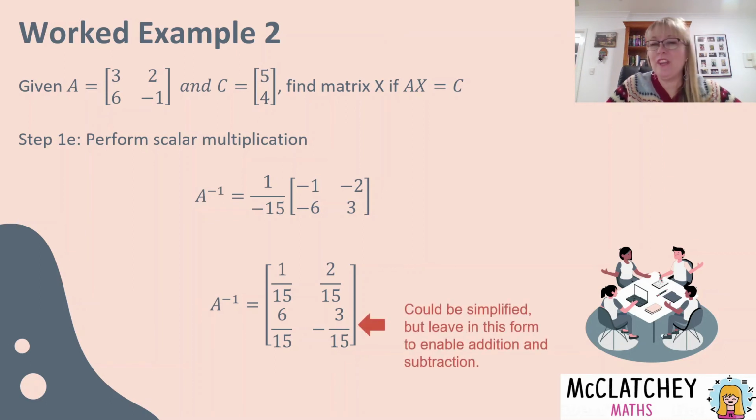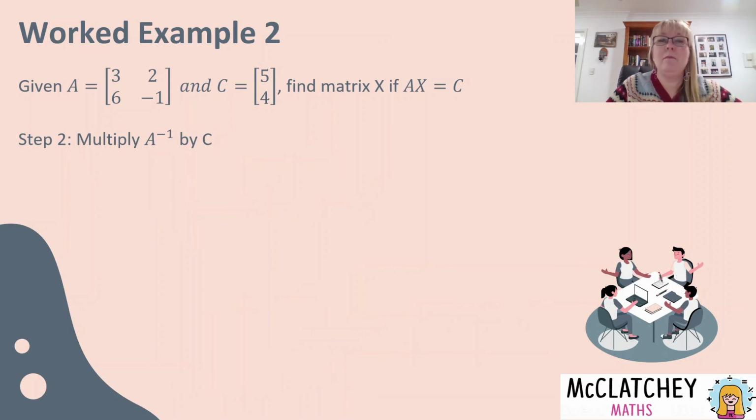We could have actually simplified those last two fractions, 6/15 and -3/15. They have a common factor of 3, but we're going to need to do product matrices in a moment, and it's going to be a lot easier if everything is in the same denominator. So let's leave it all in 15ths for the moment. Now we're going to multiply this inverse that we've calculated by matrix C using the product matrix method, basically the run and dive technique that we've already talked about in previous videos.